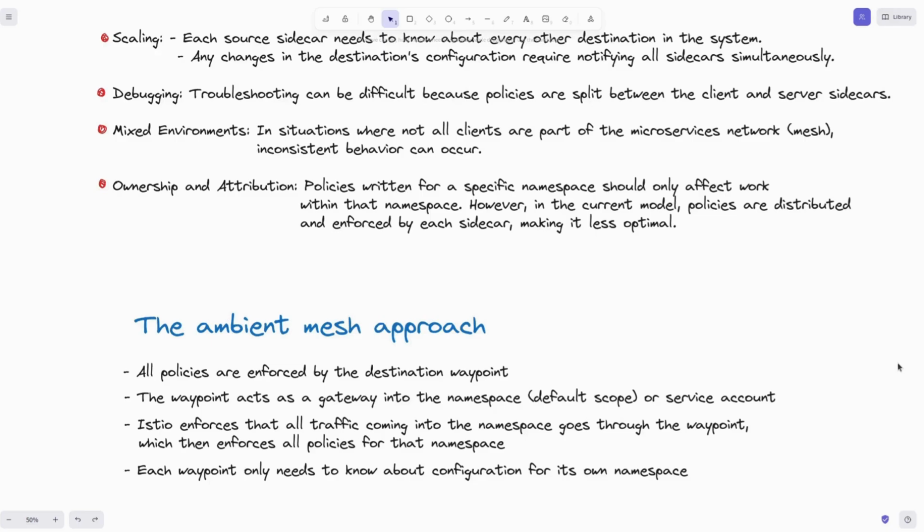Each waypoint proxy only needs to know the configuration about its own namespace. It's not a case that you need to understand that there are a lot of destinations present in some other namespaces and that you need to also have the configuration of them, which is what happens in the case of the traditional sidecar-based mesh. Even if there are deployments in other namespaces, you need to have the entries present in your sidecar so the communication would be possible.